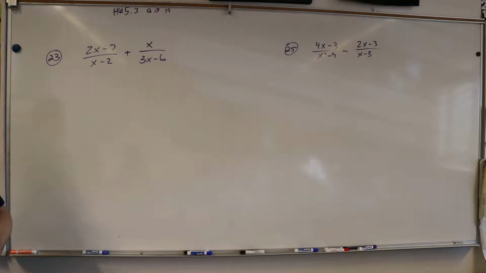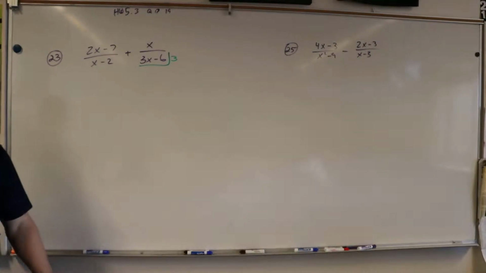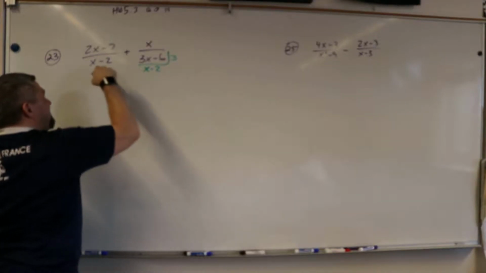So I already see it. Do you guys see it? Who sees it? Do you do the divide thing over on that side and do 3? Yes. And then what do you get? x minus 2. Who sees that that's the same as this?